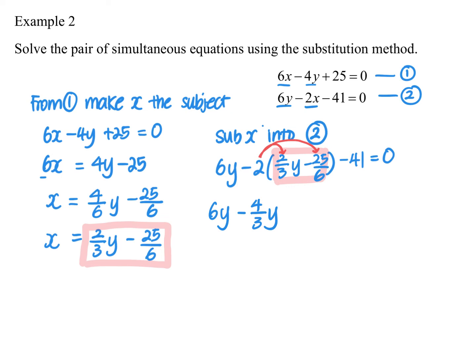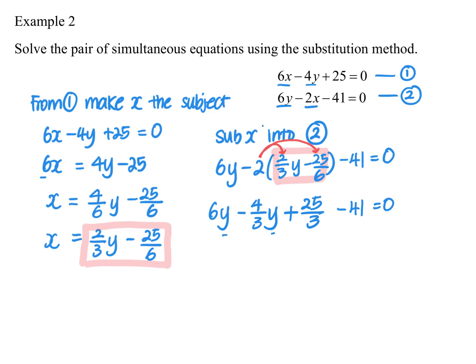Okay, and next one, I know that this is negative 2 times negative 25 over 6. So I'm going to use my calculator wisely. You need to do it slowly. Take note of the sign as well. It becomes a positive 25 over 3. And there's still a negative 41 here. Right? So I have successfully changed the whole equation such that there's only one variable involving y.